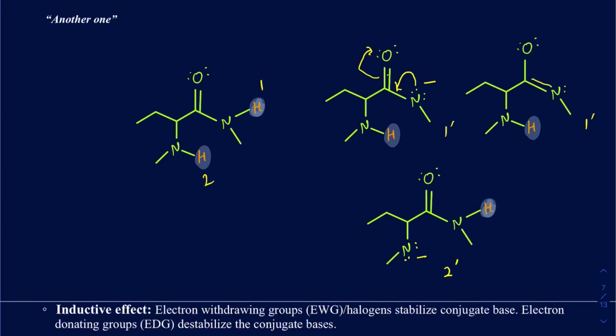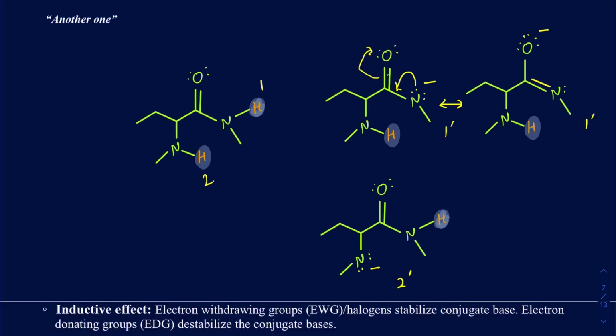Got a double bond on the nitrogen now, and an extra lone pair on that oxygen with a negative charge. I'll just draw an arrow there showing the resonance structures. But what about this second conjugate base here, which we called 2 prime? Do we have any resonance structures for that?